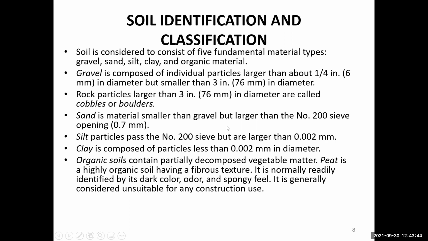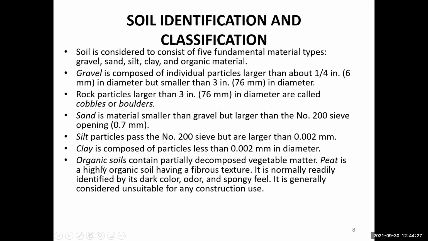And then the smallest particles are the clay. The clay is composed of particles which are less than 0.002 millimeter in diameter. So clay particles are very, very small. Silt particles, although smaller, are still larger than the clay particles. So based on the particle size, we have this kind of classification: clay, silt, sand, gravel, cobbles, boulders, and even large rocks.